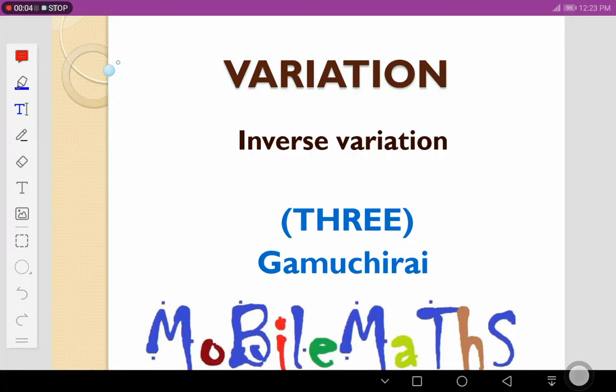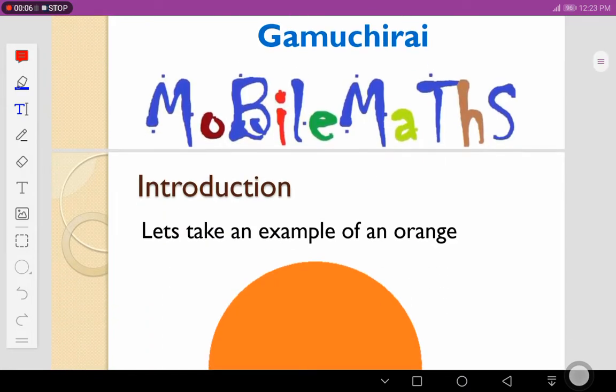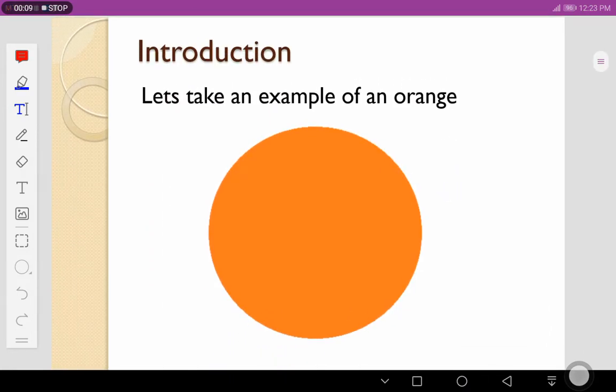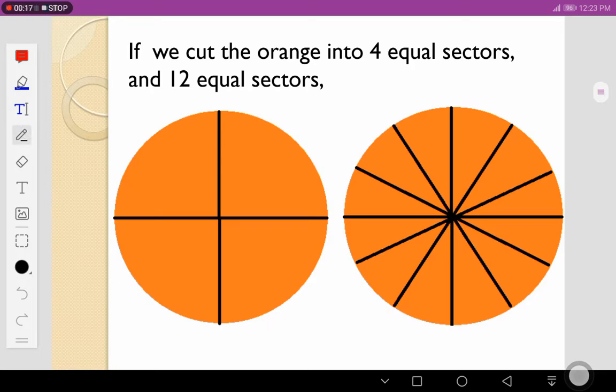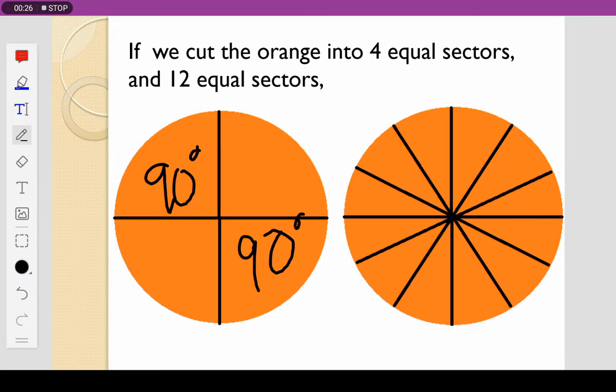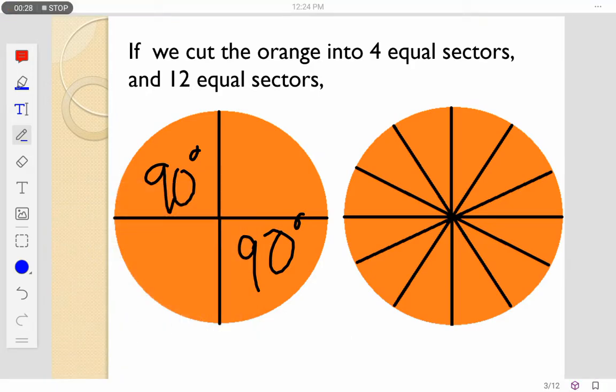Today we want to look at inverse variation. So I've got an example here. Let's say I've got an orange and I want to share it among 4 people and 12 people. So here's what is going to happen. If I share it among 4 people, each person will get 90 degrees. Their portions will be bigger and equal. If I share it among 12 people, each person will get 30 degrees. The portions now have reduced.